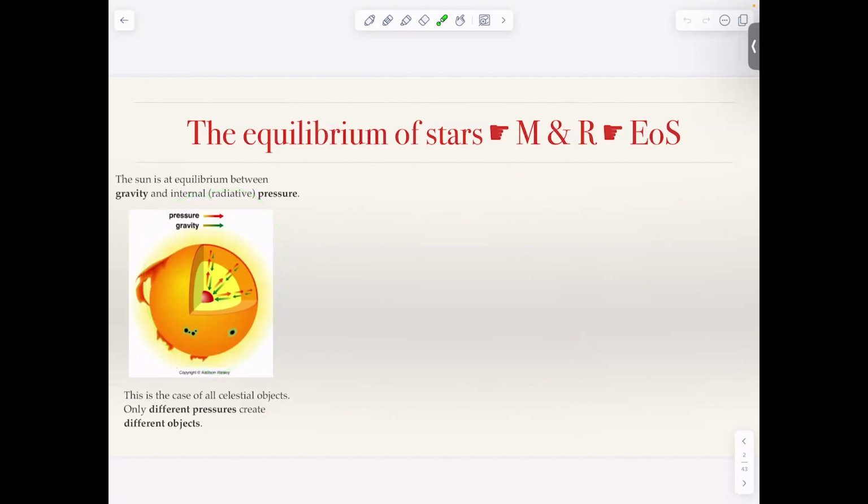Good. So the equilibrium of a star depends on the equilibrium between two interactions. There is gravity, which tends to compress the star. And if gravity was alone, stars would all become black holes because there would be no force, no resistance to gravity. So you need something that counterbalances gravity in order to have a stable star. You need a kind of internal pressure.